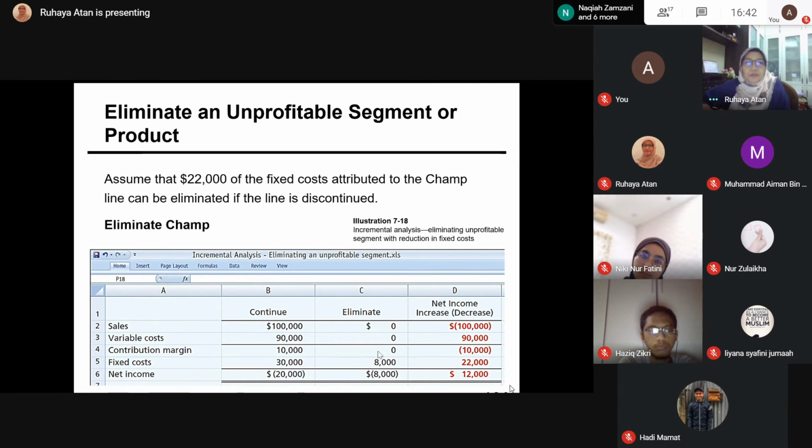Okay, so the fixed cost, if you continue, you still have 30,000, but if you eliminate, you don't need to absorb all the 30,000, you can eliminate 22,000, so you absorb only 8,000. And now you will find that your incremental net income will be positive. Okay, so if this is the case, what is going to be? Eliminate CHAM. Okay, so your decision, it is better to eliminate CHAM because your net income will increase. Okay, class? Can we proceed?